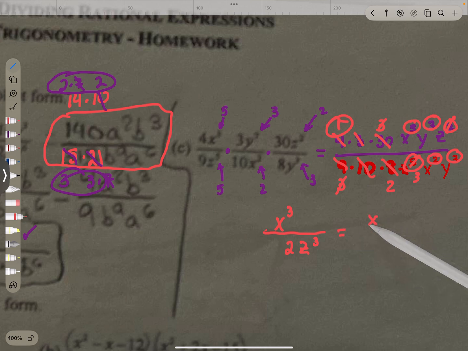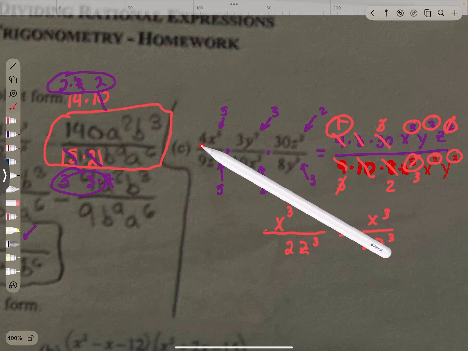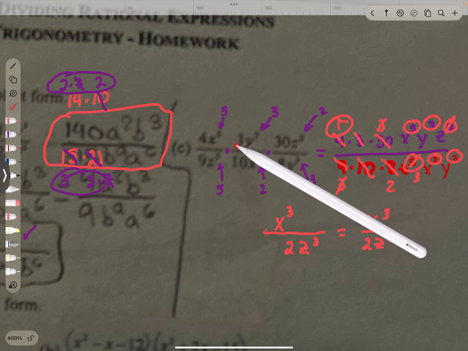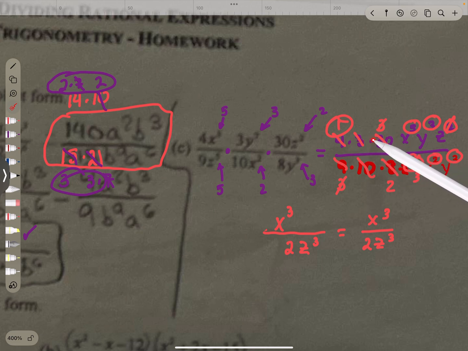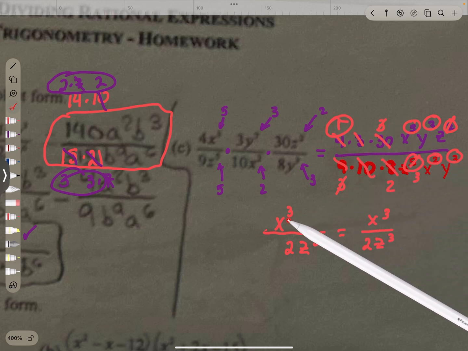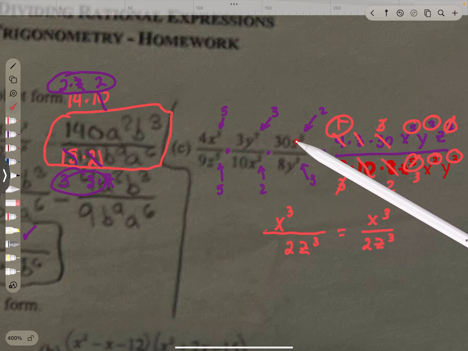Kind of looks ugly though. X cubed over 2z cubed. That looks a little nicer. Again, you may have to change that answer depending on the variables. But then I didn't have to multiply all these together, right? I didn't have to go 4 times 3 is 12, and 12 times 30 is 360. And then I'd be dealing with a 360, and I would still cancel all this stuff anyway and get to the same answer. Okay, so that works when you've got all multiplication.